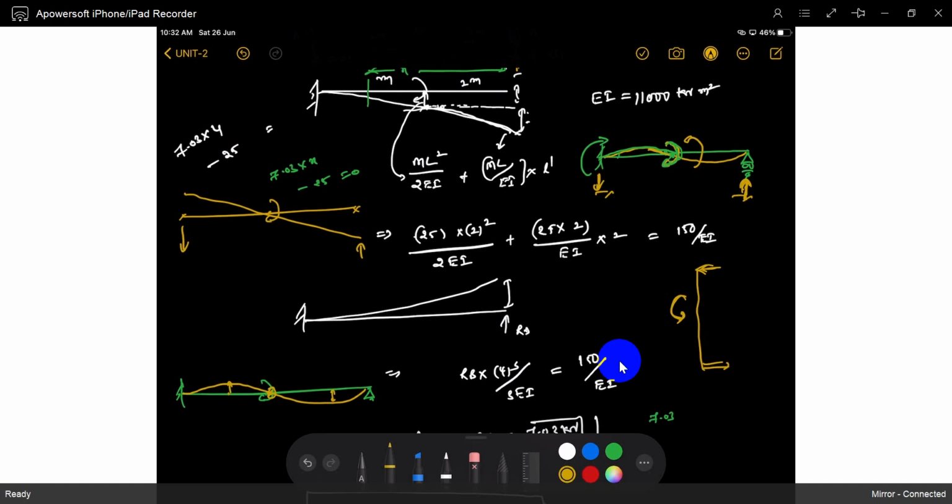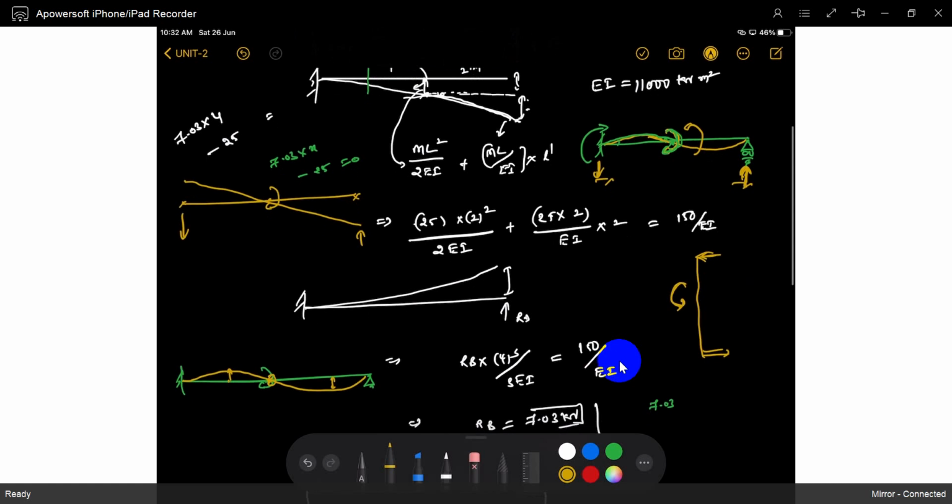Okay, that's it. But it has a slope. See, it has a slope. That is a fixed rigid joint, it acts as a rigid joint. It will give deflections. This is theta C. See, this is theta B. There is no deflection at that location.